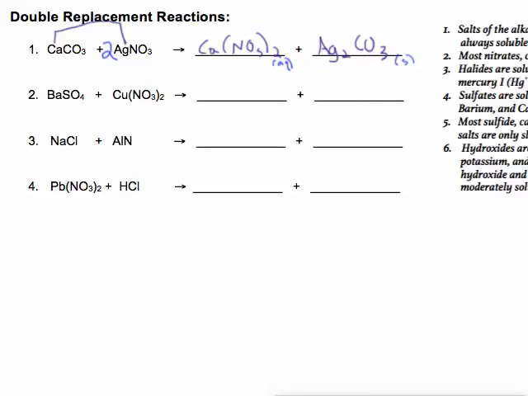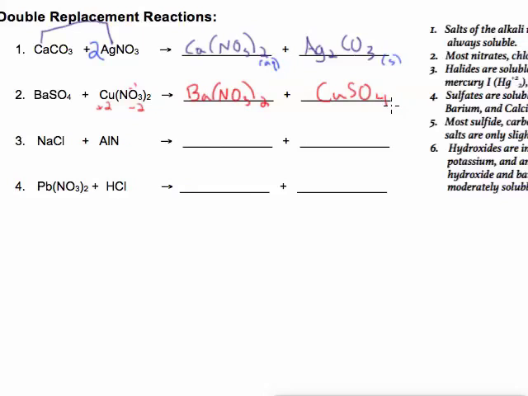Let's look at the second one. Our 2 metals are changing place. So barium is now going to be with nitrate. And if we drop and swap, we get Ba(NO3)2. And copper is going to be with sulfate, but we need to know the charge on the copper. We know nitrate is -1, and there are 2 of them, so that gives us -2 total. So copper must be +2. So our copper sulfate will be CuSO4. Now let's check solubility.